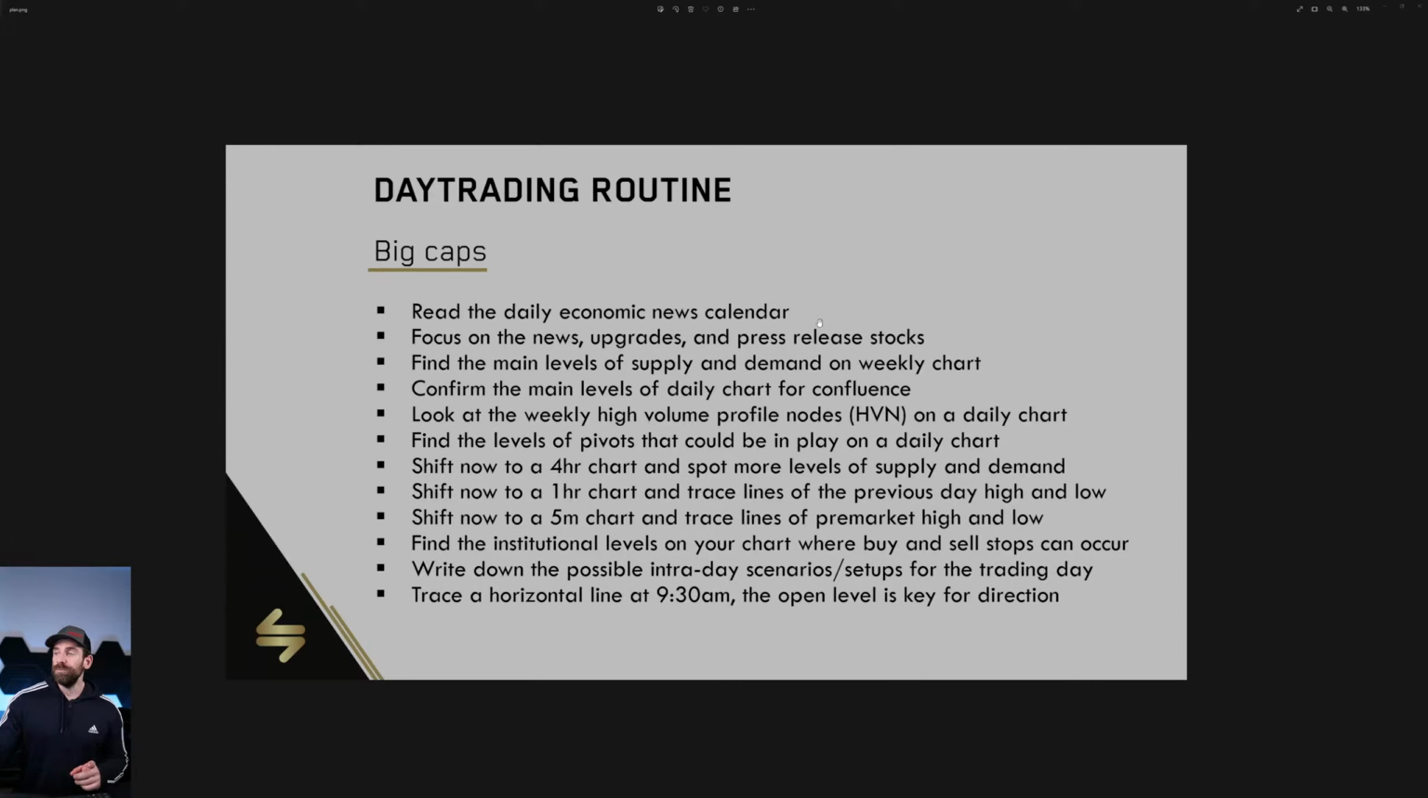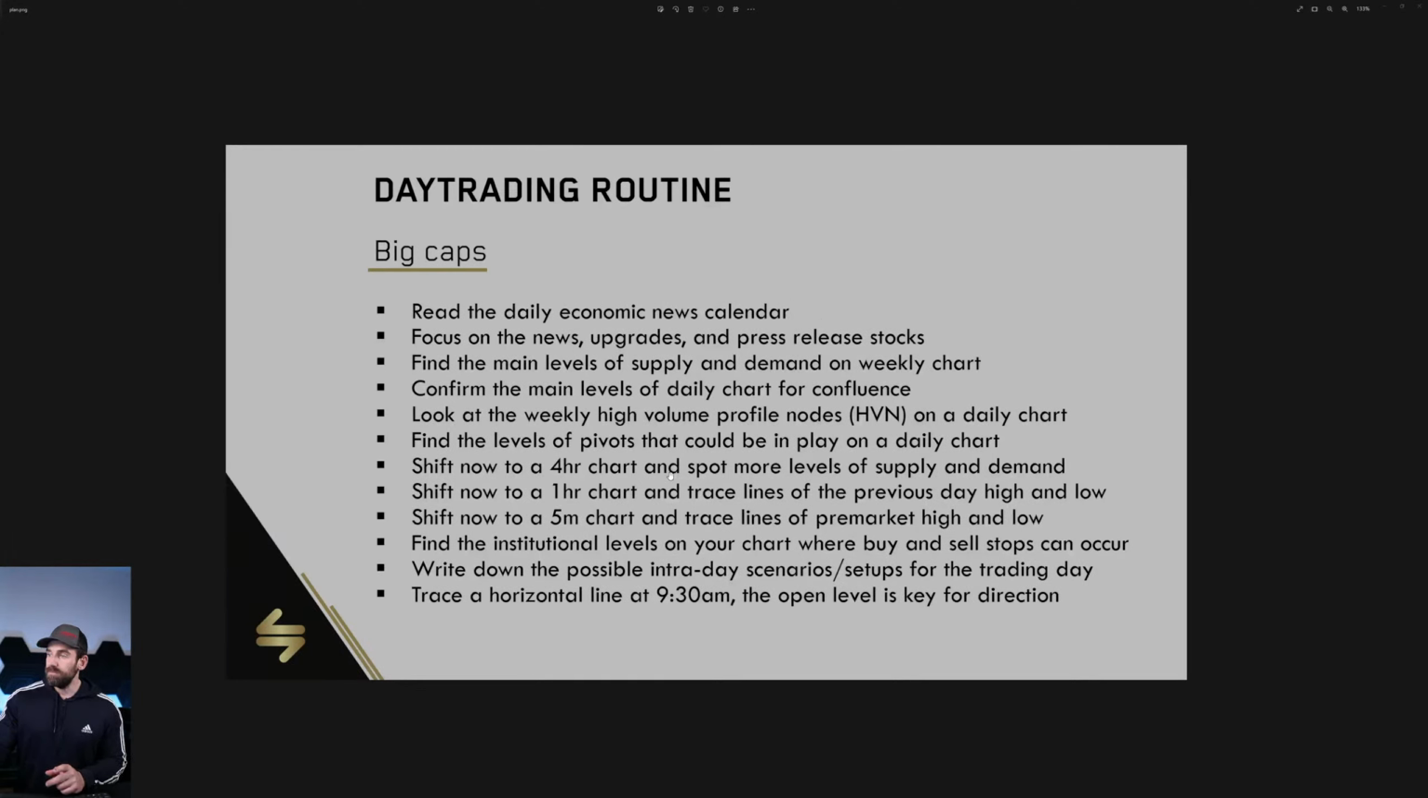Find the levels of pivots that can be in play, then shift to a 4-hour chart, find supply and demand, 1 hour and 5 minutes. So it takes time to make a really precise plan from weekly, daily, hourly, 4 hours, hourly, 5 minutes, and then it depends if you will trade on a 1, 3, 5, 15-minute chart for the day trade.